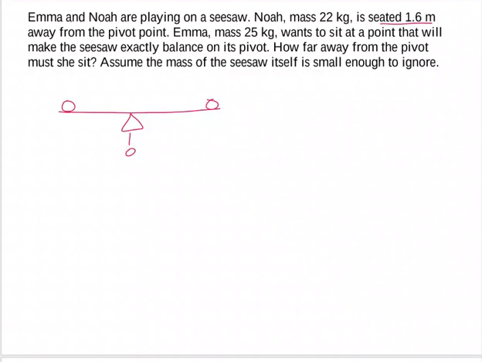So Noah is 1.6 meters away from that. Okay, so which one's Noah? Let's go to the one on the left. If this is Noah, then Noah is actually seated not 1.6 meters away, but he's negative 1.6. And that's fine. We can call him Noah. That means Emma is on the right, and that makes Emma the unknown distance, so we're going to call her x.